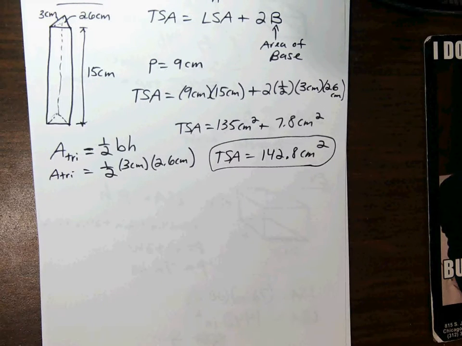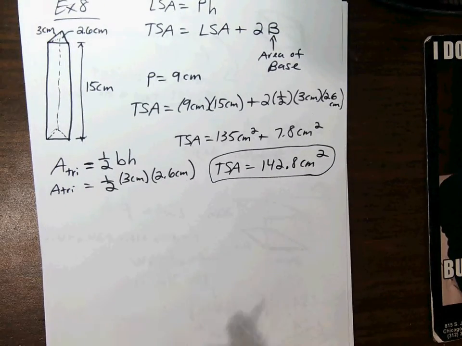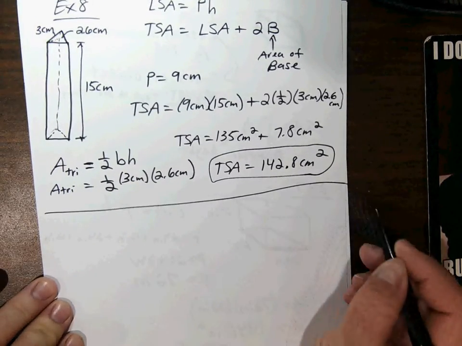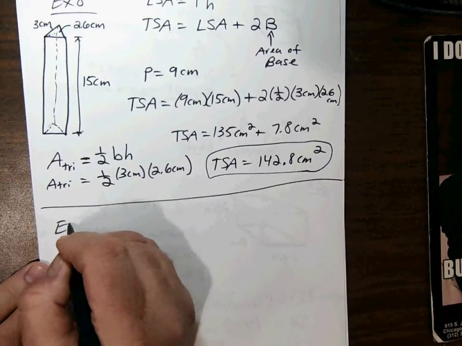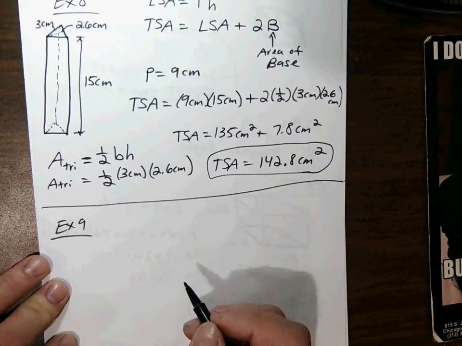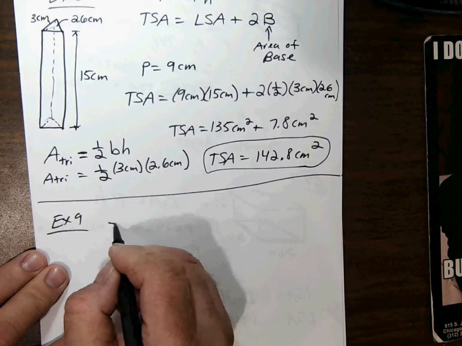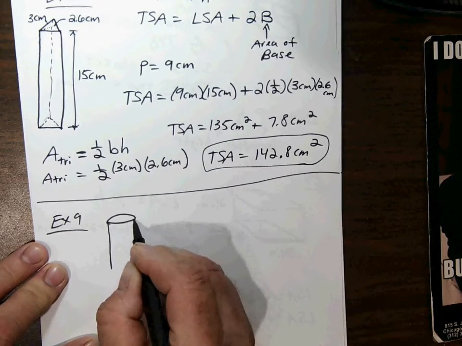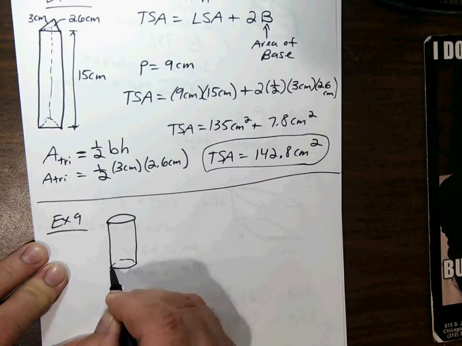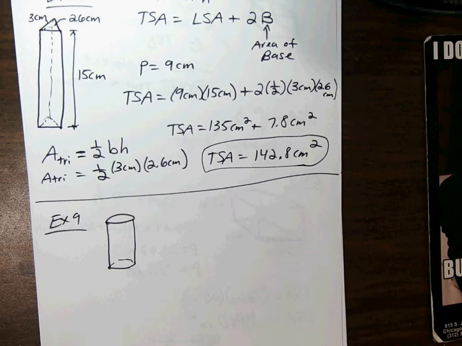Okay, so TSA, total surface area, is that of the triangular prism. Good deal. Let's do example 9. This time I've got a cylinder. A can. Example 9 says, how many square centimeters of sheet metal are required to manufacture a can that has a radius of 4.5 centimeters and a height of 9 centimeters?